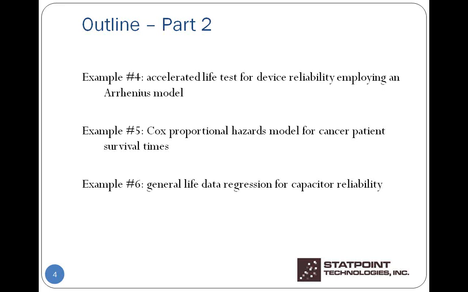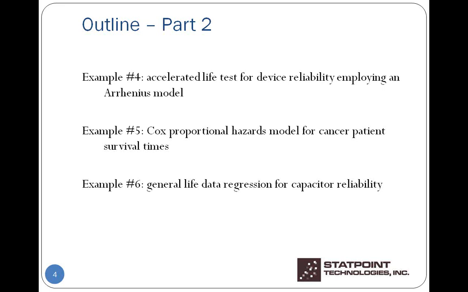Okay, so in the second part of the webinar here today, I'm going to look at 3 examples. These will be examples 4, 5, and 6, counting from what we began last week. Example number 4 is going to be an accelerated life test. We're going to look at the reliability of certain devices employing an Arrhenius model.